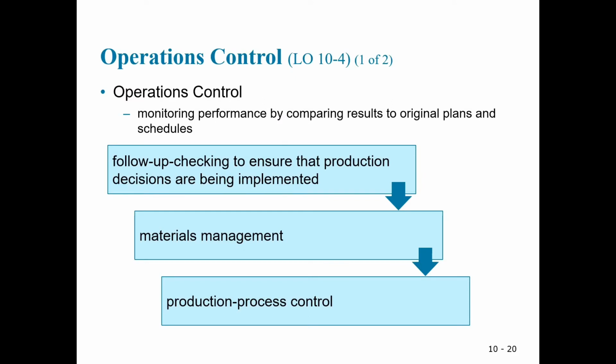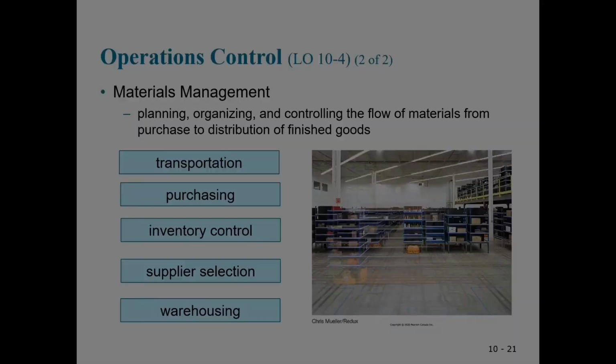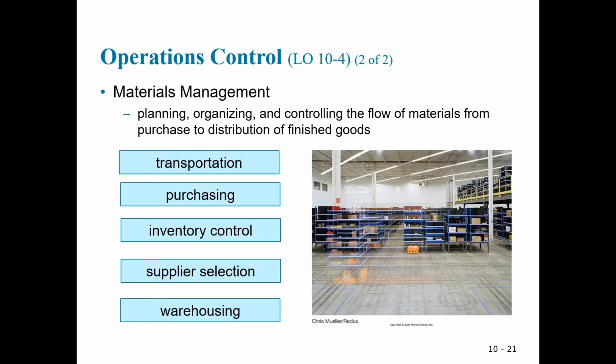Operations control. This requires the monitoring of production activities, and taking corrective action when actual performance doesn't correspond with planned performance. Materials management. Involves planning, organizing, and controlling the flow of materials. Materials management for physical products.